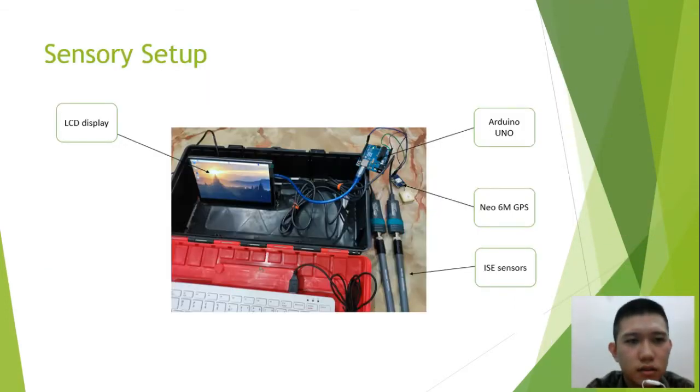This is the sensory setup of our system. From the diagram, we can see that the LCD display was connected with the Raspberry Pi, and the NEO GPS was connected with the Arduino Uno. After that, the Arduino Uno board was connected with the Raspberry Pi by using the serial port. The ISE sensor also connects with the Raspberry Pi by using the serial port.